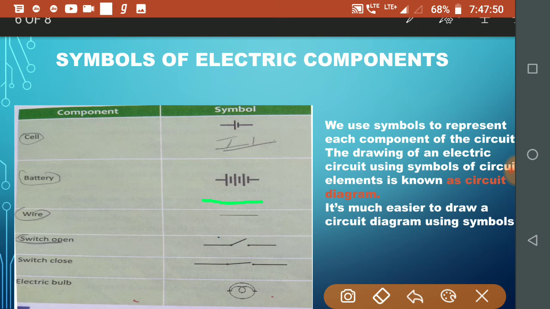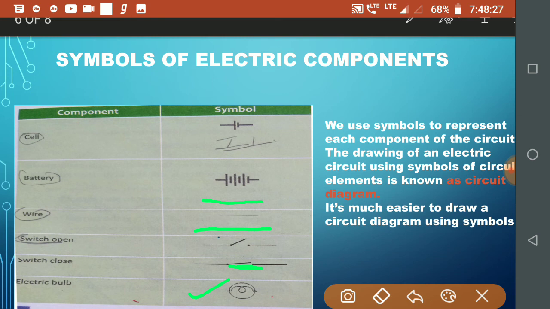Wire, the symbol of wire is a simple line. Switch open means when the switch is in off position, we have to disconnect the two wires. And the symbol of switch close is, close it completely, and this becomes the symbol of close switch, and this is the symbol of electrical bulb. So we use symbols to represent each component of the circuit.